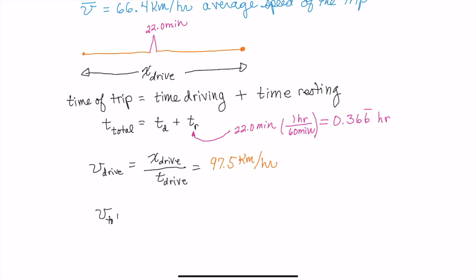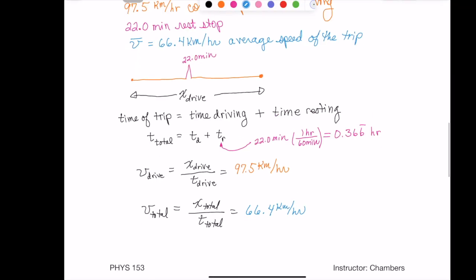I can also write that same equation only with total as the subscript. So the velocity total equals the displacement total divided by the time total. And that is also a number that I was given in this problem. X total and X drive are the same thing in this problem because we weren't making any forward progress while we rested.